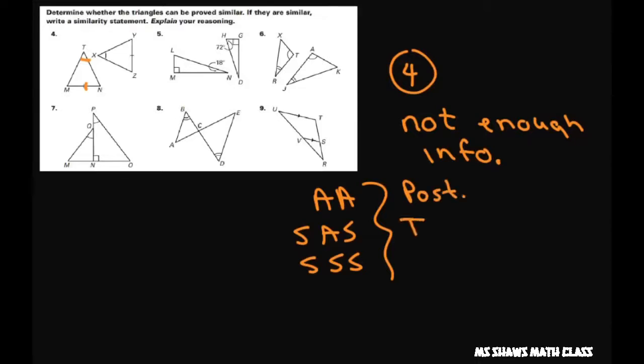Not enough info. Basically, we want AA, side angle side, or side similarity theorems or postulates. This would be postulate, and these two would be theorems. So let's move on to number 5.